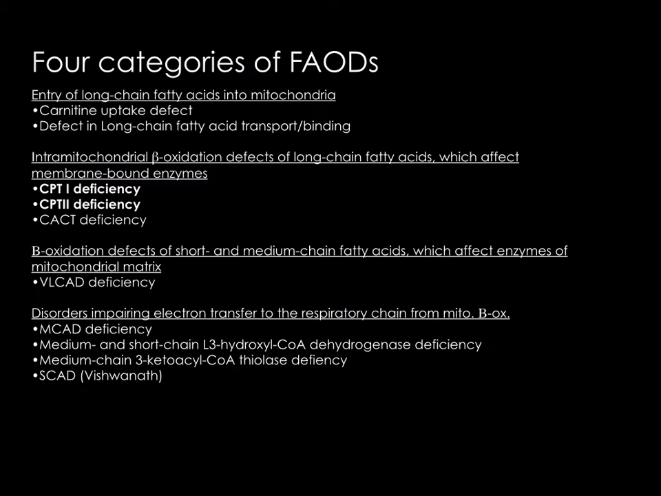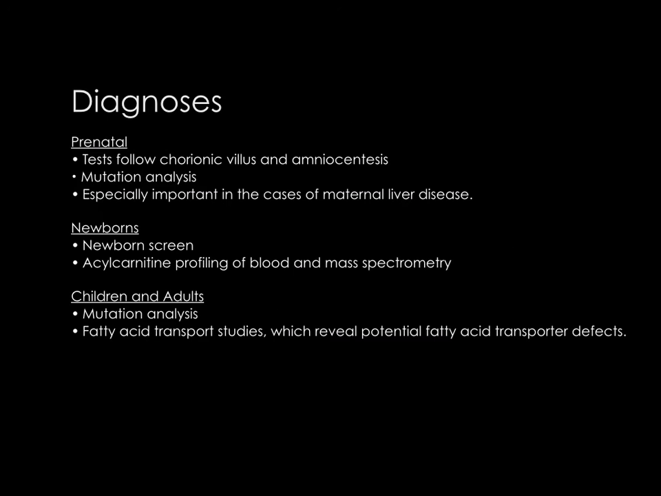For all of these fatty acid oxidation disorders, they can be diagnosed at 3 different stages. There's prenatal diagnosis, newborn diagnosis through newborn screening, and then there is a diagnosis in children and adults. Now, in prenatal diagnosis, one of the key parts of that is actually mutation analysis. And this is going to be really important, especially if the mom has a history of liver disease. And that's going to be important, as I'll show in the next slide when we talk about the physical manifestations or the phenotypes that result from mutations.